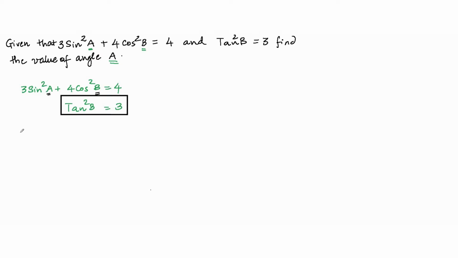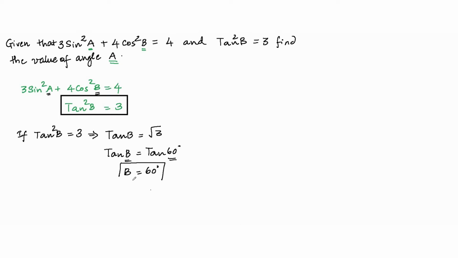So if tan square B is equal to 3, then I can say that the value of tan B is square root of 3. Now I'm trying to remember that angle whose tan was equal to root 3. I know that it is tan 60. So tan B equals tan 60, which implies that angle B should be equal to 60 degrees. So this is the value of angle B that I get.